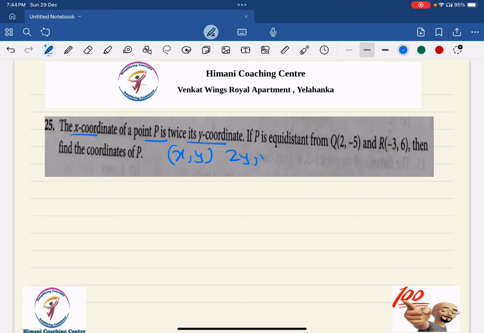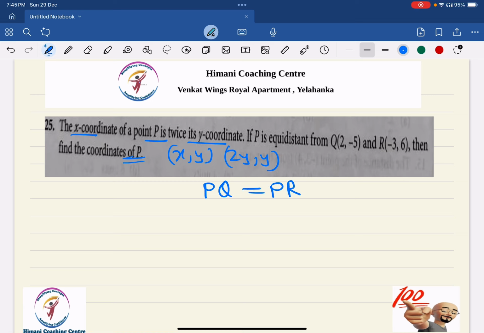That means P should be 2y and y. Okay. That's what we have to first understand. Then it says if P is equidistant from Q and R, then find coordinates of P. See, if P is equidistant from Q and R, that means PQ is equal to PR.